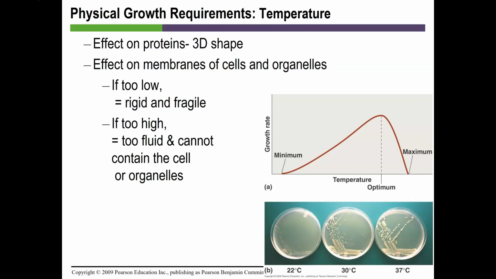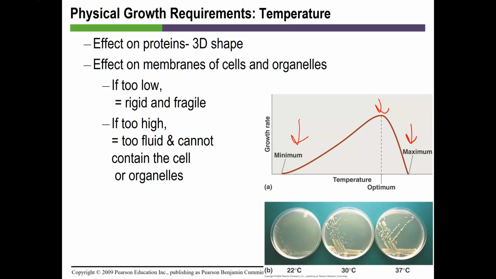The temperature graph on this slide has somewhat of a skewed bell-shaped curve. They might grow, albeit slowly, at low temperatures. They multiply faster as they approach an optimum. And if they're placed in a temperature that's very far beyond the optimum, the growth crashes. This is because of the effect on the proteins.